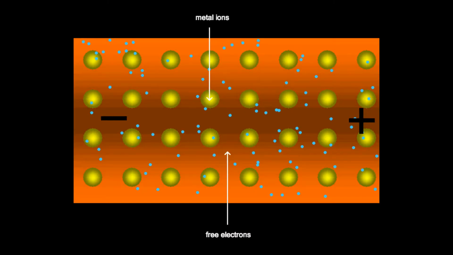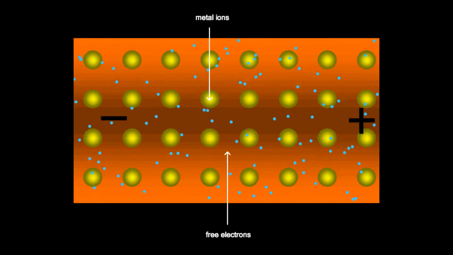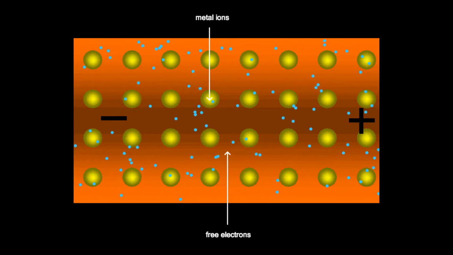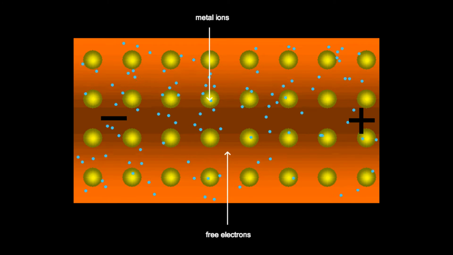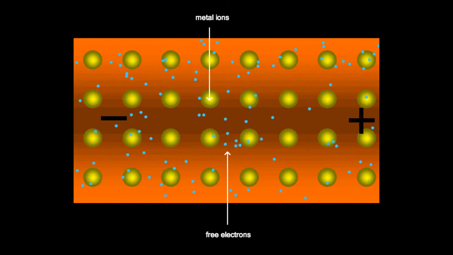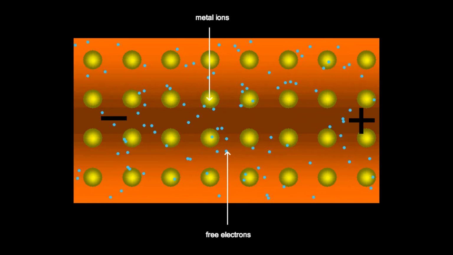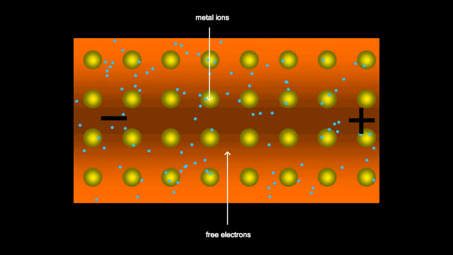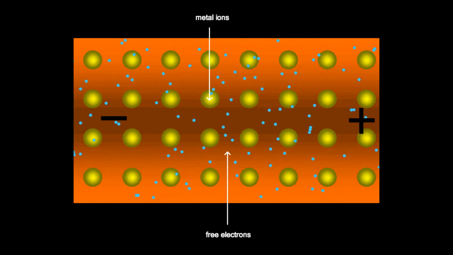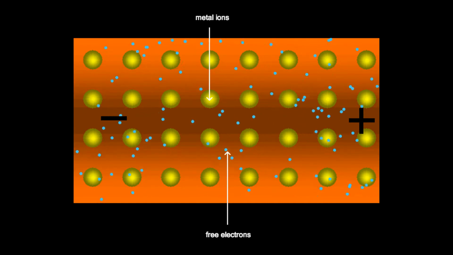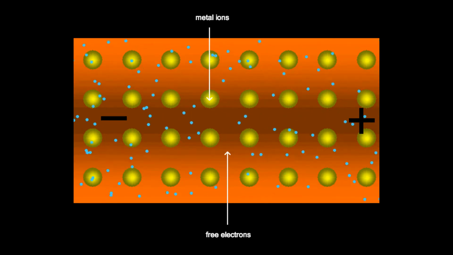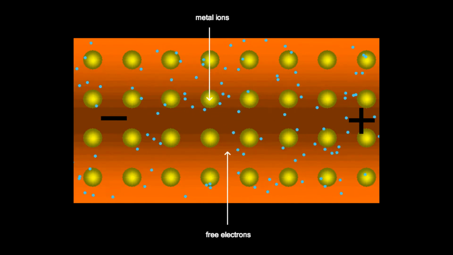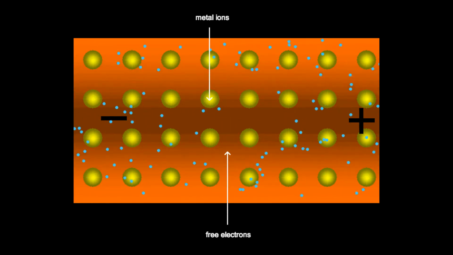Let's have a quick look at an animation of that happening. Hopefully you can see that the blue dots, the delocalized electrons, are buzzing around. They're constantly moving. Some are moving up and down, some are moving left to right, right to left, but in general, in this electrical circuit, they are moving from left to right. And this is then the flow of charge, which we call current.